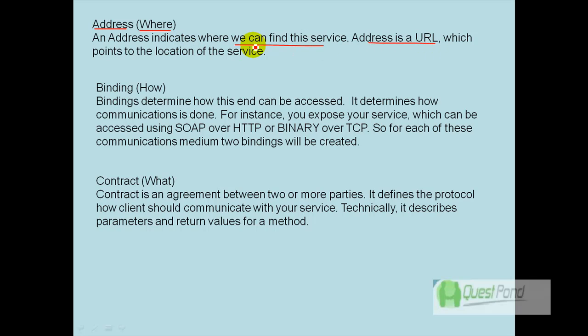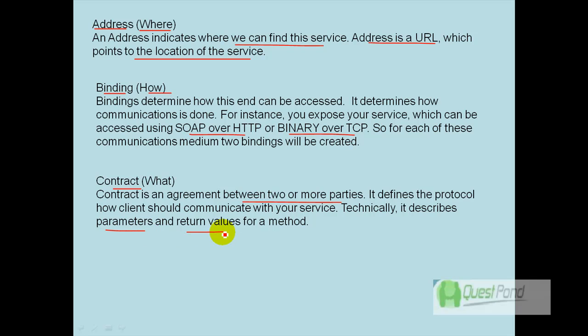The binding says how this endpoint can be accessed. I mean to say, is it SOAP over HTTP? Is it binary over TCP? So in other words, it is the communication methodology to talk with the service. And contract says what the agreement is between the two parties. In other words, what the return values are and what parameters you need to pass in order to use the service. So that is the what part of the service.